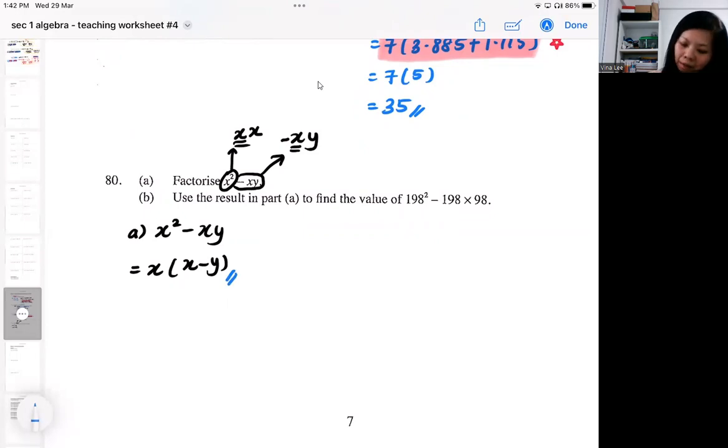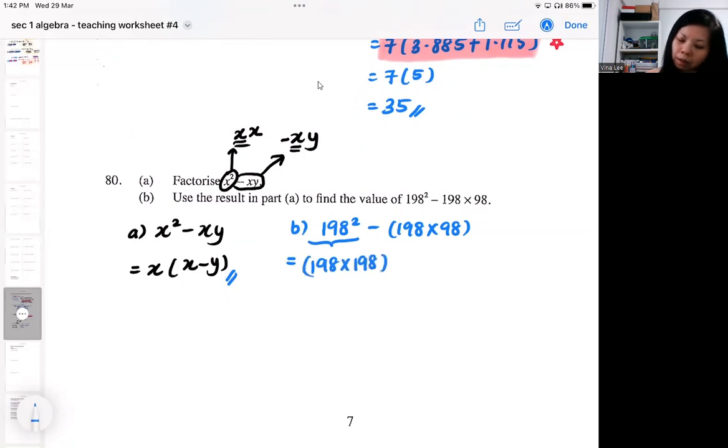So I'm going to apply this idea to part B, and I make use of the same logic. 198 squared is a bit like 198 times 198. It is the x squared in part A. So if you look at the two brackets, this will be the x. So 198 squared is something like x squared. So it's 198 times 198.